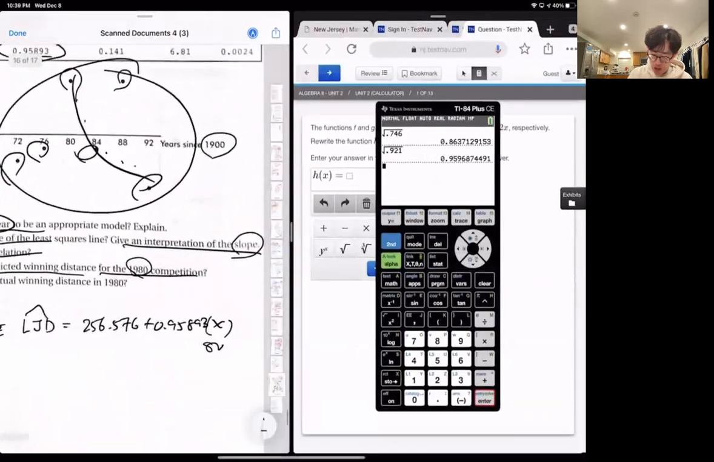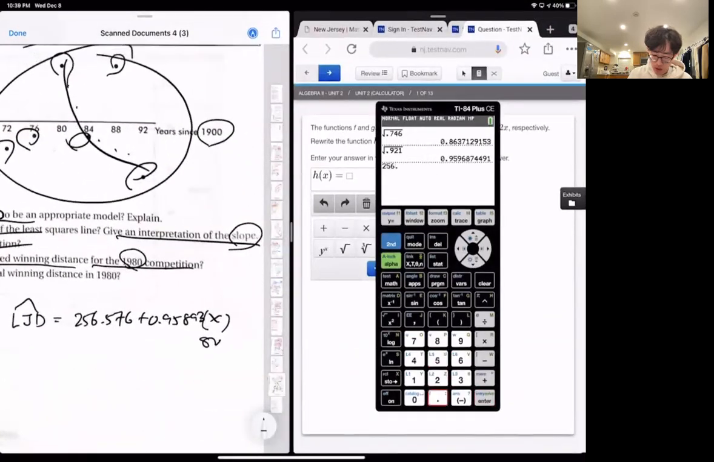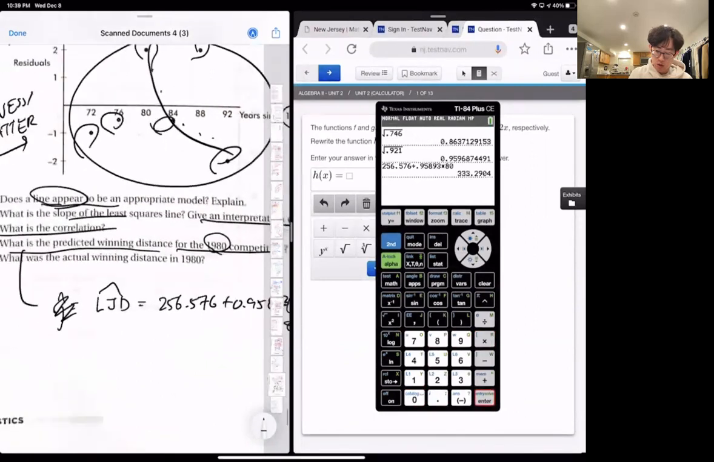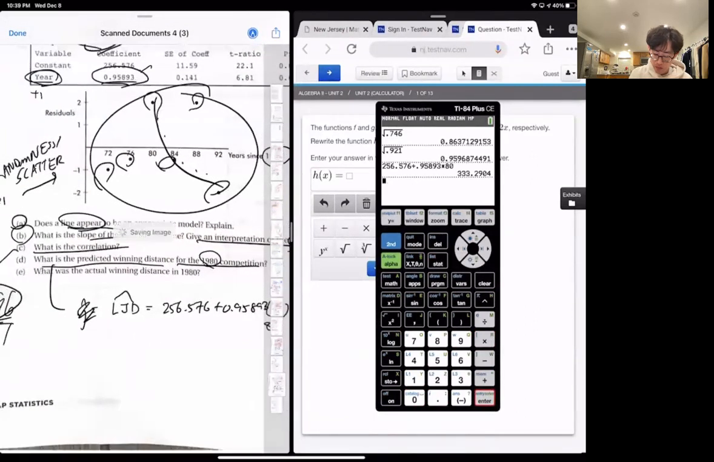All right, so zooming into this, 256.576 plus 0.95893 times 80, and bam, so that's 333.29 inches, which will be the predicted amount at 1980.